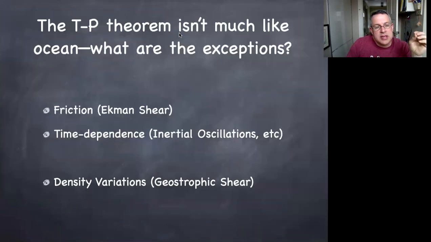The Taylor-Proudman theorem doesn't apply generally. It's not a lot like the ocean. What are the exceptions? Well, friction. We're going to talk about that next. That's the Ekman layer problem. Time dependence. So those wobbles that we saw were one example. We're going to talk about the equations that lead to that in a second. And then density variations. So that's going to result in something called geostrophic shear, or thermal wind shear, which we're going to spend a lot of time talking about.